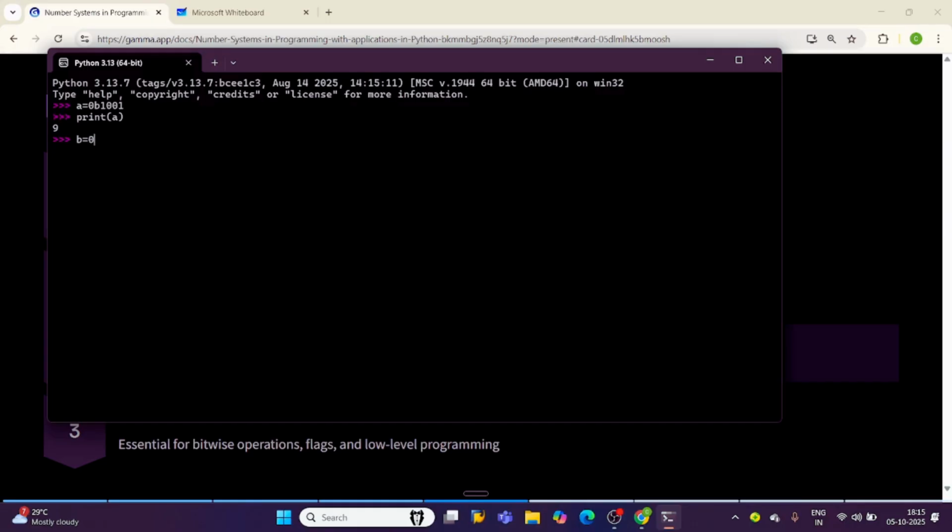b equals 0b 1, 2, 3, 4, which gives an error because 2, 3, 4 are not part of the binary number system. But you can give it in the form of a decimal number. b equals 1, 2, 3, 4. The decimal number system doesn't have any prefix in Python, as those are the default in Python.